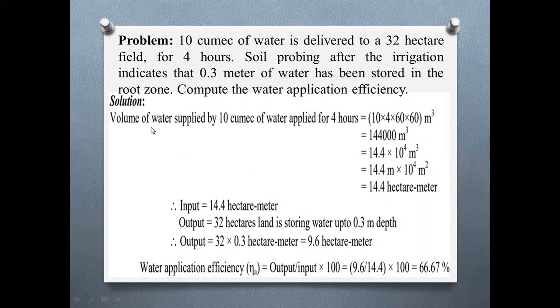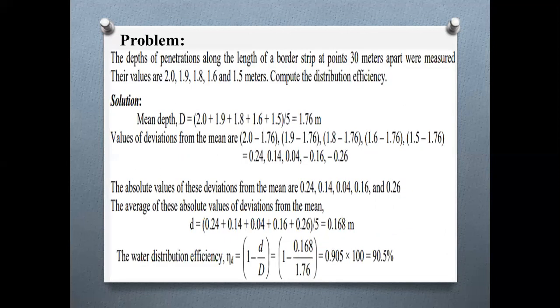Solution. Volume of water supplied by 10 cubic meter per second applied for 4 hours is equal to 144,000 meter cube, that is 14.4 hectare meter. Hence, input is 14.4 hectare meter and output, 32 hectares land storing water up to 0.3 meter depth, is 9.6 hectare meter. Hence, the water application efficiency is equal to output upon input, which is equal to 66.67%.